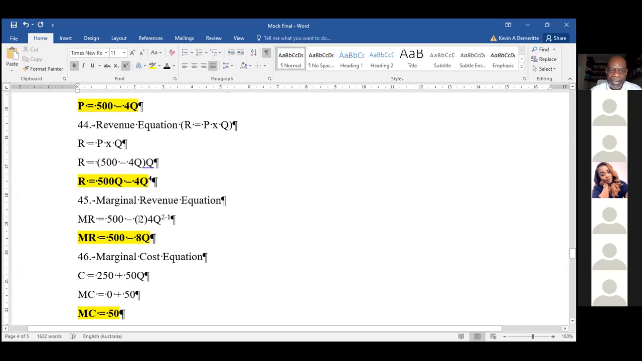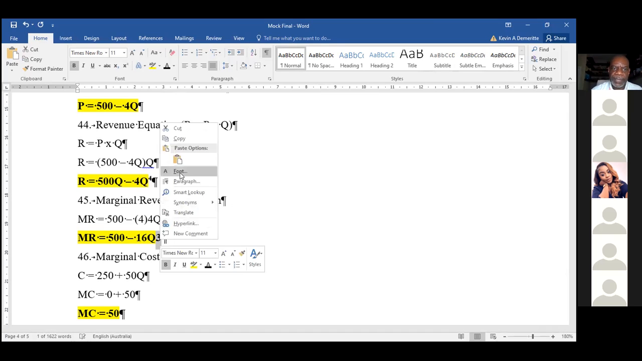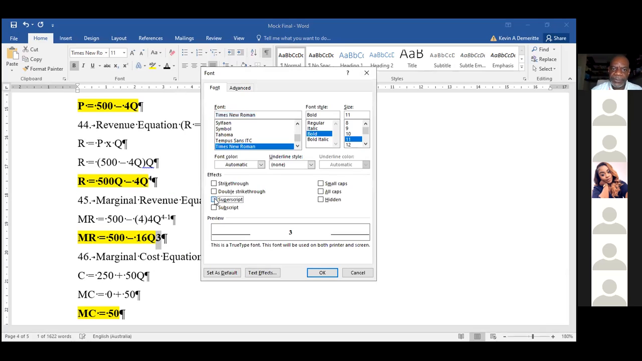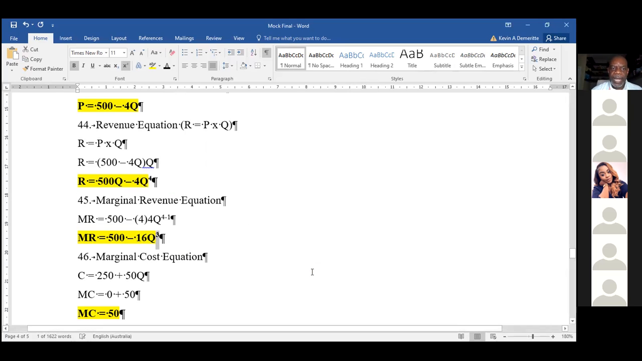In that case, you do the same thing. You bring down the power, and this time you bring down the 4. And up here it would be 4 minus 1. You subtract 1 from the original power. And 4 times 4 is 16, and 4 minus 1 is 3. So this will be Q to the 3, written as a font superscript. And you end up at that.